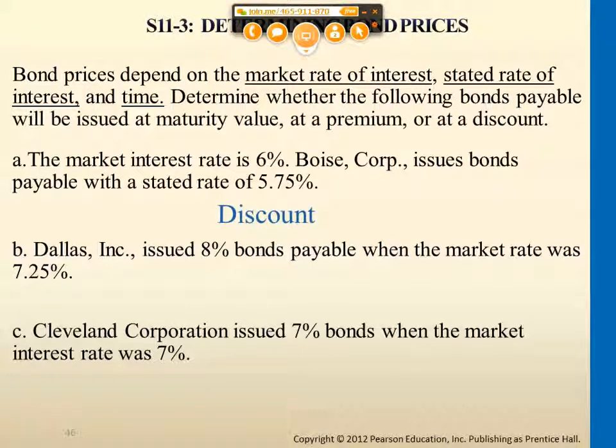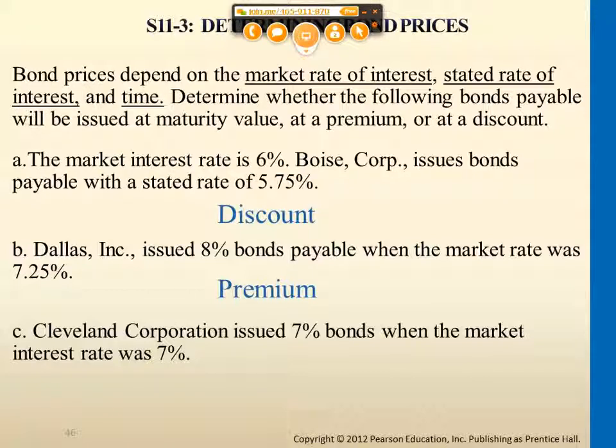Okay, what about the second case? The second case is the opposite of the first one, so it will be a premium, because the market rate is 7.25% and your company is able to offer an interest rate of 8%. So from a creditor's perspective, they will want to lend money to a company where they can get more than, on average, what the other companies offer.